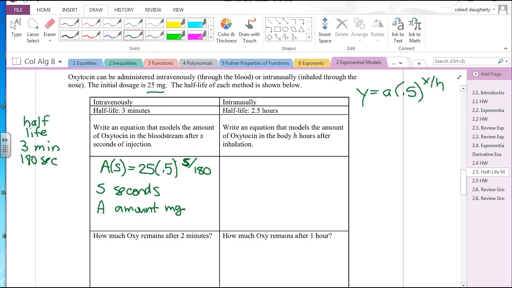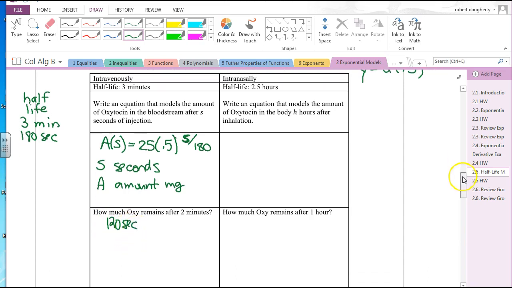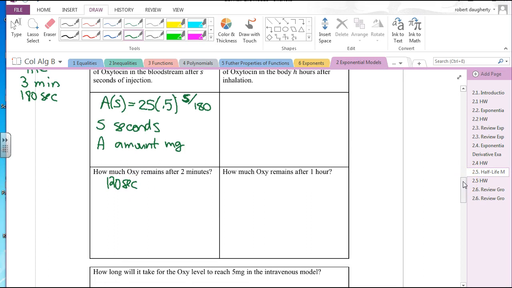How much oxy remains after 2 minutes? What do I need to do with the 2 minutes? It's how many seconds? This is 120 seconds. So I need to plug that into my formula. So I'm going to figure out what is 25 times 0.5 raised to the 120 over 180. That will tell me how much oxy remains after 2 minutes.